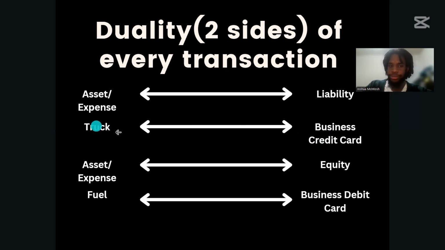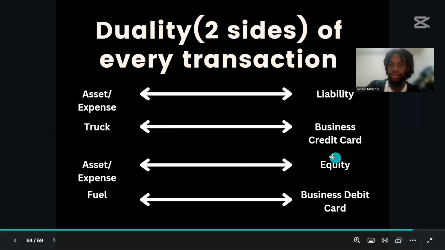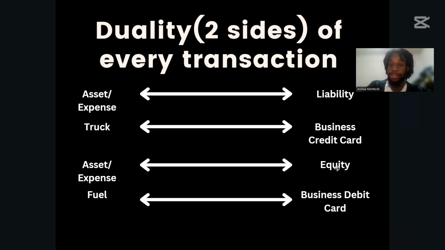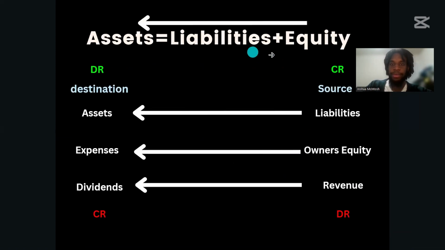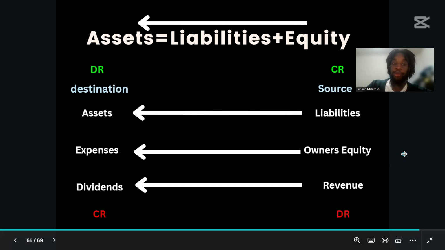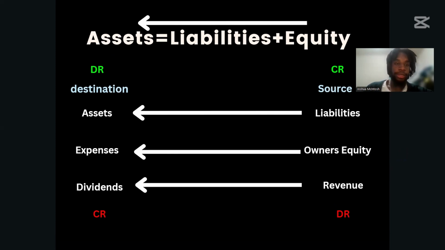Or I can buy my truck with a business debit card using my money or the money from the business's sales, which would be my equity. In fact, it even breaks down into the accounting equation. Liabilities plus equity will equal assets because the liabilities and equity would be the source and the assets would be the destination. So I created this tiny little model here.